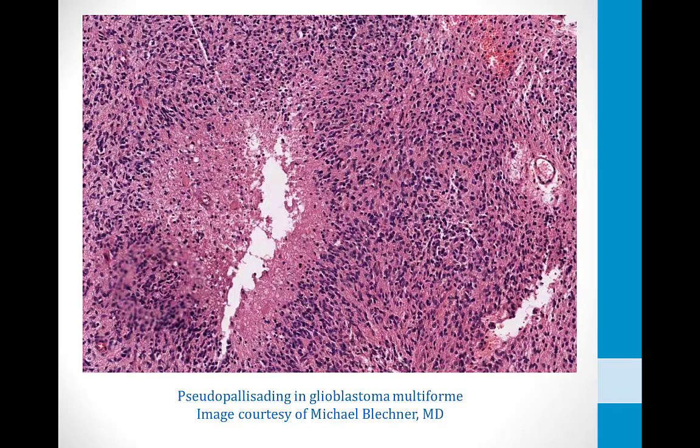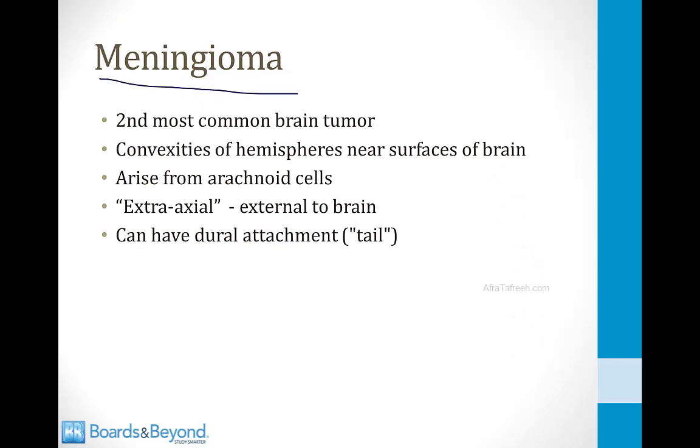And this slide shows another example of a glioblastoma. There's a big area of central necrosis here, and it's pushing all the nuclei out to the side, creating that pseudopalisading effect of the nuclei lining up like stakes in the ground. Next, we'll talk about meningiomas. These are the second most common brain tumor in adults, and they occur on the convexities of the hemispheres, right near the surfaces of the brain.